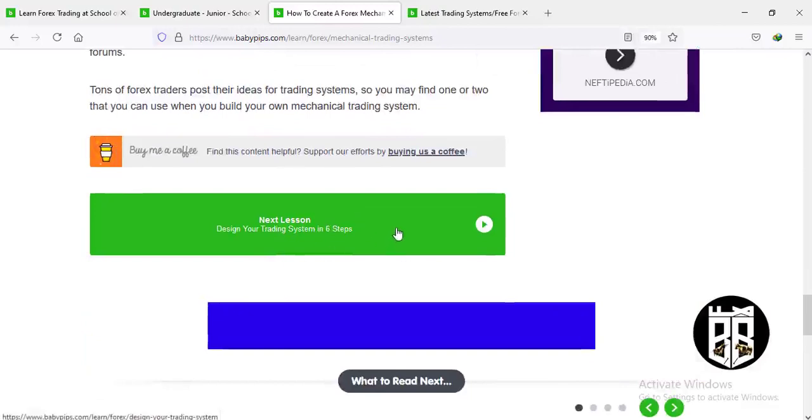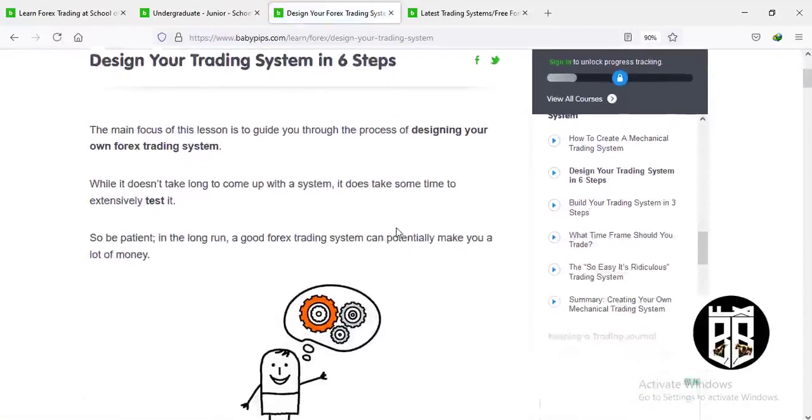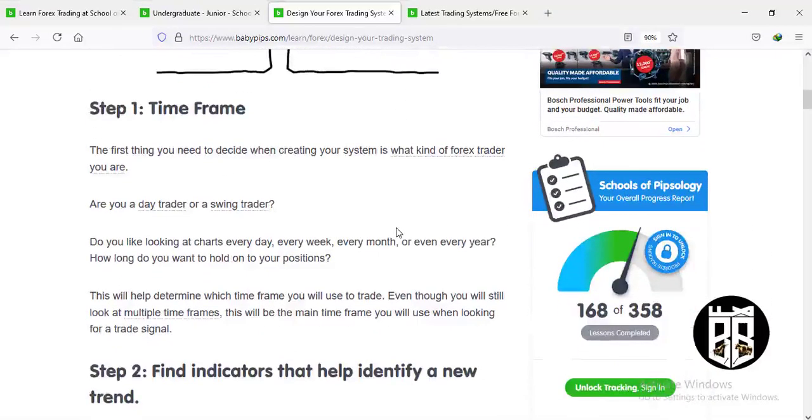So let's move to the next section that says design your trading system in six steps. Now the main focus of this guide is to help you through the process of designing your own forex trading system. So how are you going to go about it?